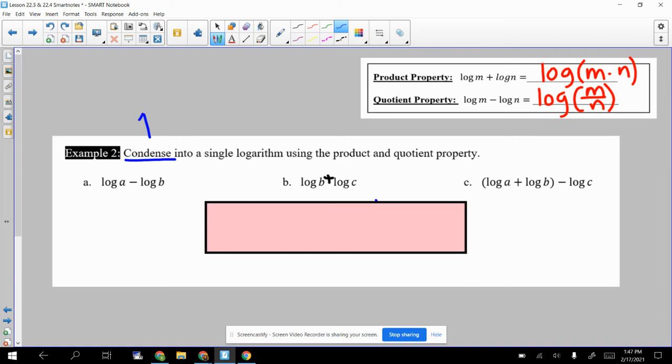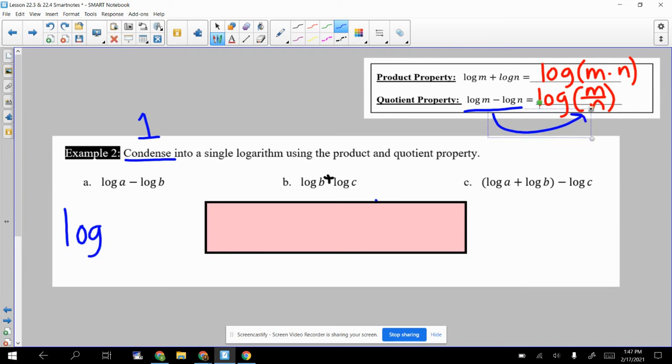Okay, one single logarithm. So I'm going to go ahead and write this as log. And then it's log of A minus log of B. So now we are going the opposite way. And we need to condense it. So subtraction and division go together. So we're going to do A over B. Okay. In a second here, I'm going to have you guys try B, but let's do part C together.